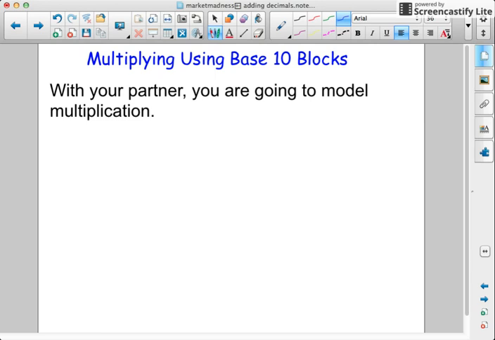This video is going to go over how to use base 10 blocks to multiply decimals. So you can try this with a partner or on your own.